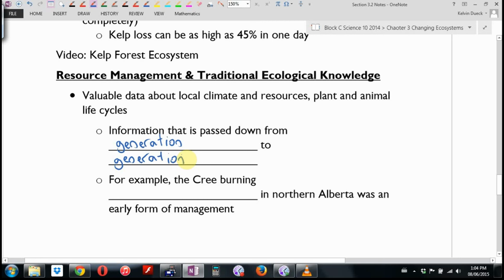For example, the Cree burning grasslands in northern Alberta was an early form of eco-management. They recognized that fires in grassy areas were healthy. You just had to do it safely and correctly. And so we've started to realize that we need to do more research over past practices.